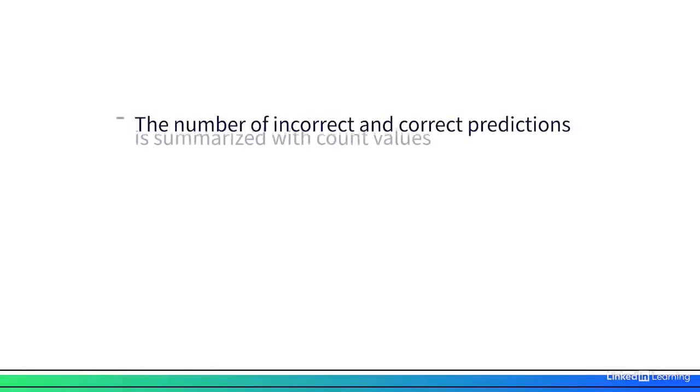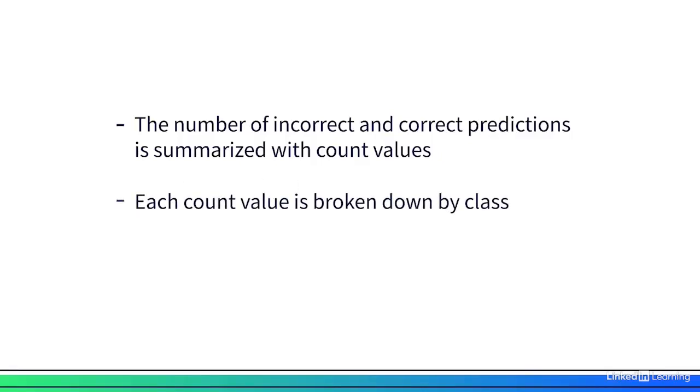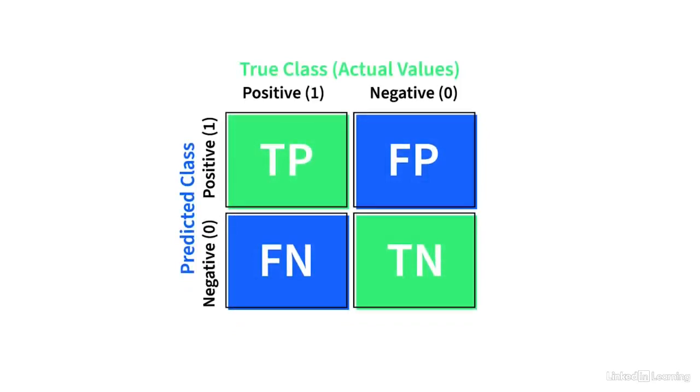The number of incorrect and correct predictions is summarized with count values and broken down by each class. This is an important tool that gives insight into the types of errors being made by your model. You'll notice the confusion matrix is a 2x2 matrix that shows 4 possible outcomes: true positive, false positive, false negative, and true negative. In a real confusion matrix, the count of each outcome appears in a box.